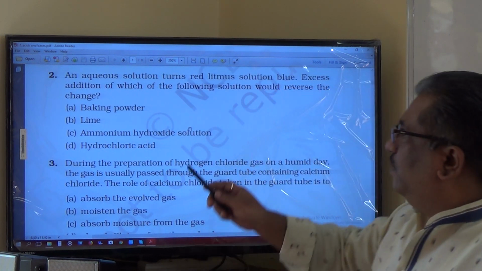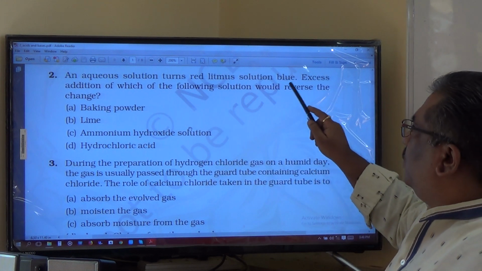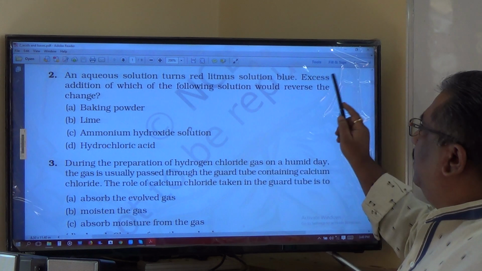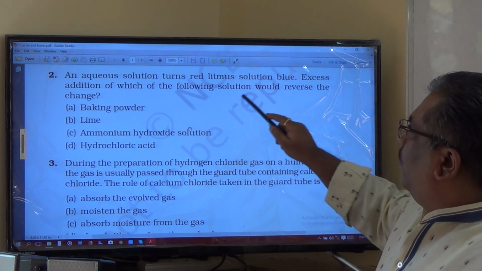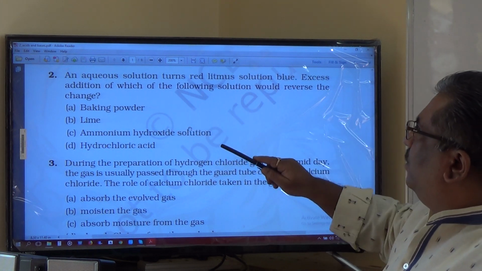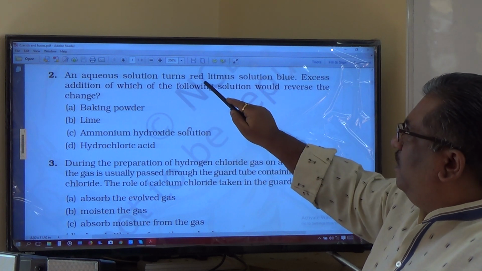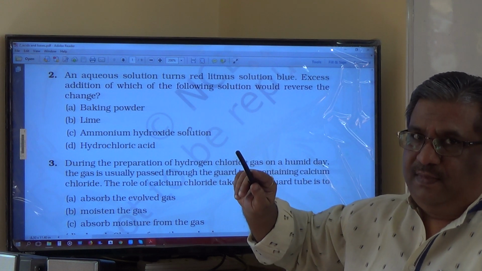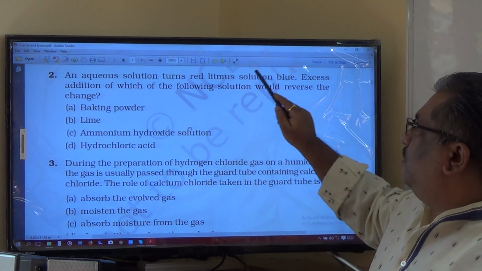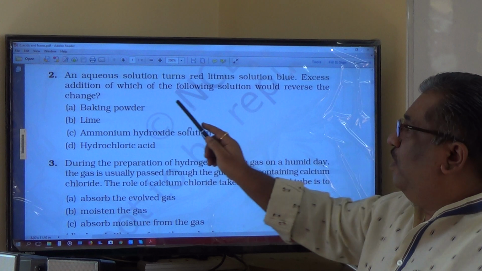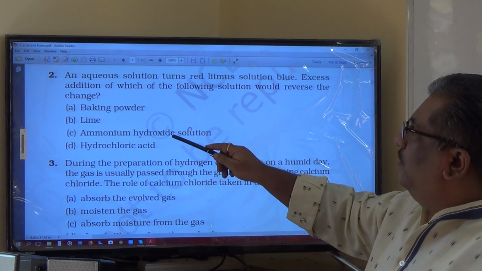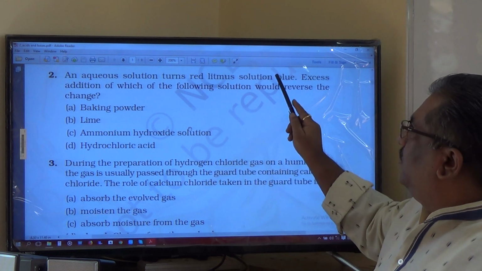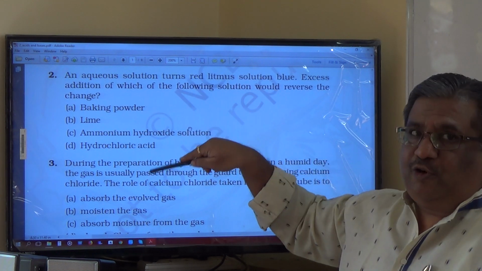An aqueous solution turns red litmus solution blue. Red to blue means it should be alkaline. Excess addition of which of the following solutions would reverse the change? So it is a base basically. An aqueous solution turns red litmus blue means it is base. Correct? Red to blue, it is base. Which of the following solutions, when added in excess, makes the reverse? That is blue to red, means acid should be added.